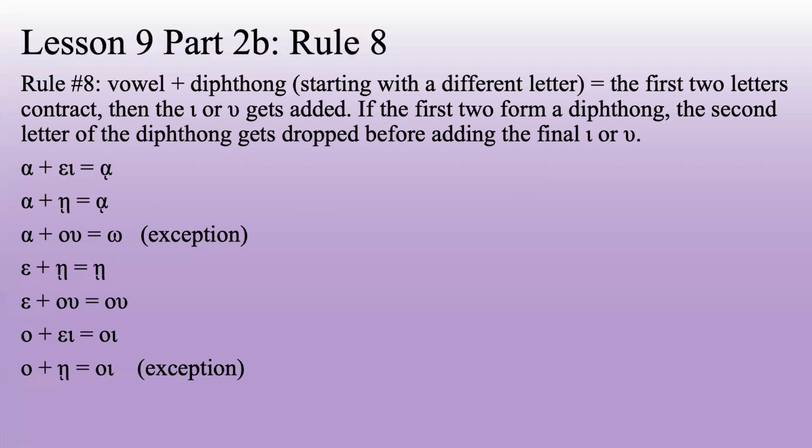There are a few more combinations that can happen, but these are the ones that show up the most, especially in our contract verbs. So these are the ones you need to know. Make sure you memorize those two exceptions and get a really good handle on how this rule works, because it is a little tricky.